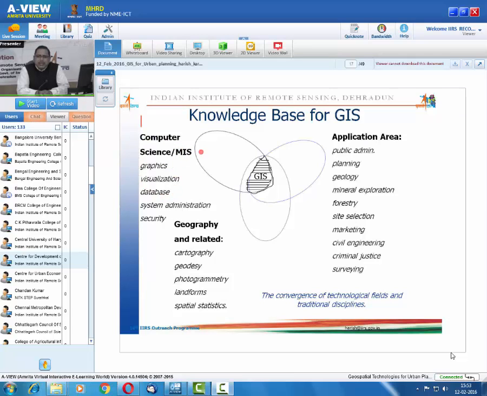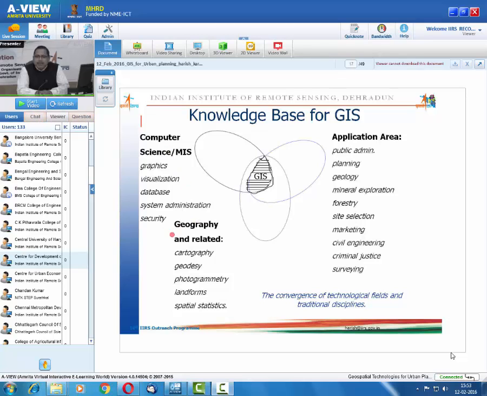This particular technology is represented by this ellipse here, like an elliptical shape. This I have shown here as a circle. Basically it is graphics. It can provide the visualization, database, system administration, and security of this data. And if you study these four or five components, they come under the computer science category.